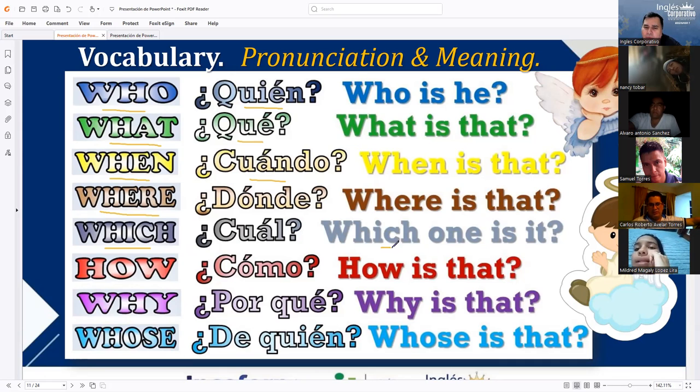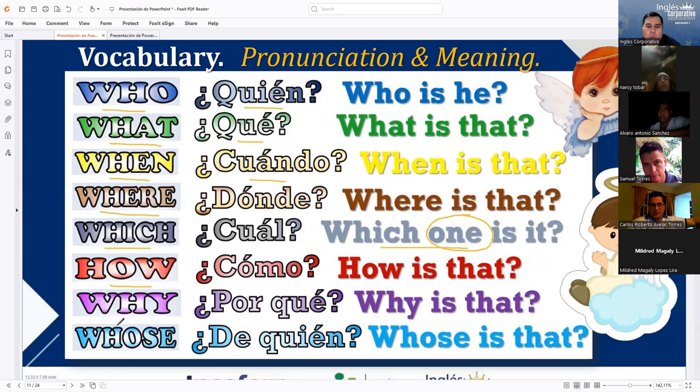Which? Which one is it? ¿Cuál es? Which one is it? Usually we use one. Which one? Which one do you want? ¿Cuál quieres? Which one do you want? Okay, how? ¿Cómo? How is that? How is he now? Why? ¿Por qué? Why is that? Whose? ¿De quién? Whose is that? ¿De quién es eso? Whose is that?